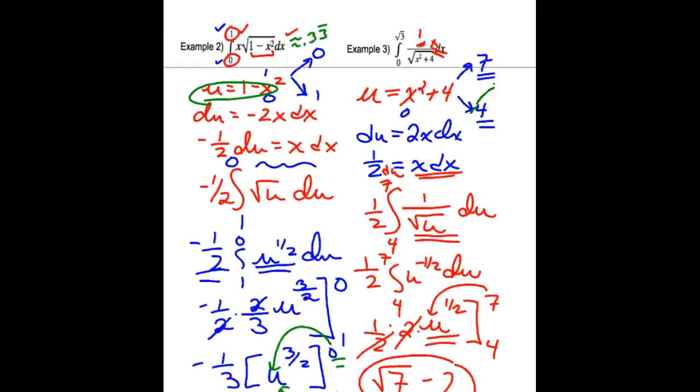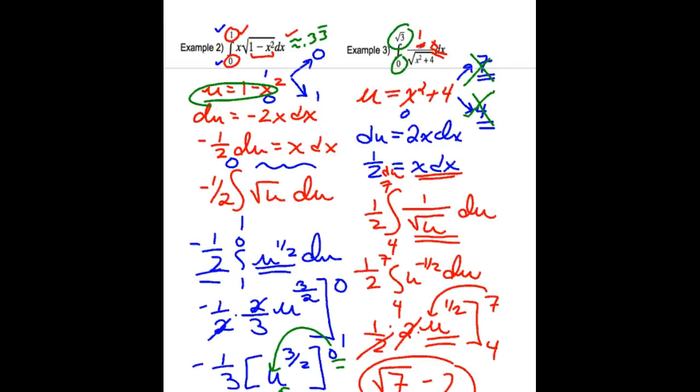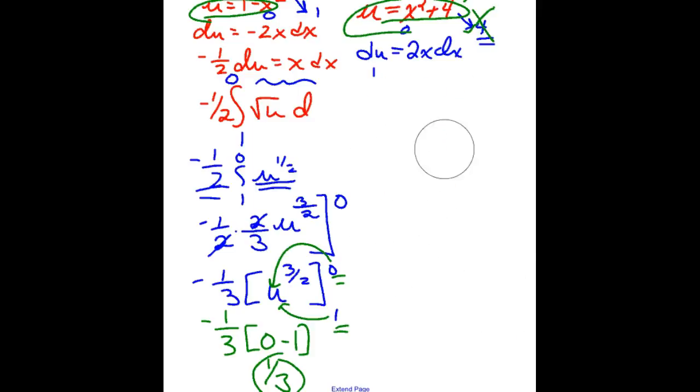Now just to show you what you could do also at this point, and don't put this in your notes, had you not changed these limits, so suppose you didn't do a limit change and you were going to go from 0 to root 3. That's actually legal, but the difference is those are limits for x, so you would have had to go back in and put x squared plus 4 in for u and then use those old limits. You'll get the exact same thing, 7 to the 1/2 minus 4 to the 1/2. So the answer would work out. This changing of limits allows you to skip one step, and that's the back substitution part. On the next page, we'll do a couple with some trig.